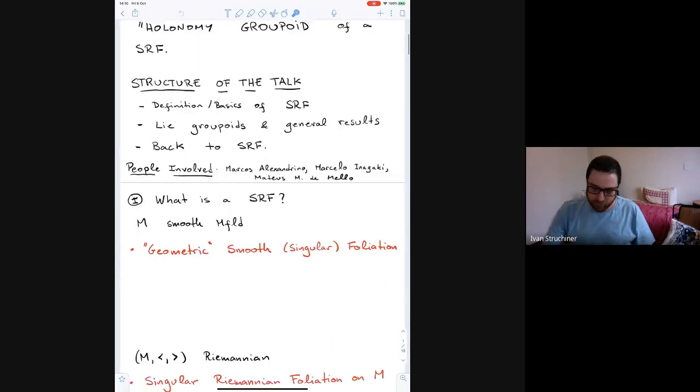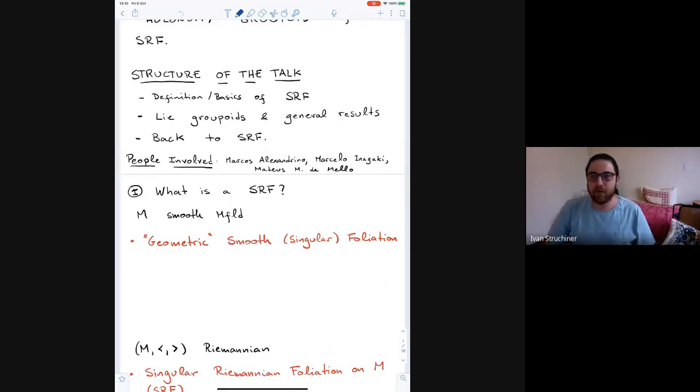Okay. So let me begin with what a singular Riemannian foliation is. We fix a smooth manifold, and I'll tell you first what a foliation is, so a smooth foliation. I wrote the word geometric here because there are several different definitions for what a singular foliation is on a manifold, and we take a somewhat more geometric perspective. This word is not usually used in the literature. It's just to differentiate from the other notions that you can find in the literature. So let me tell you what this is.